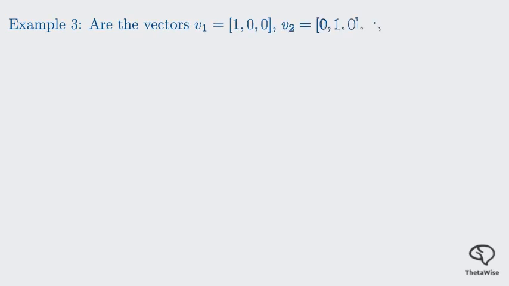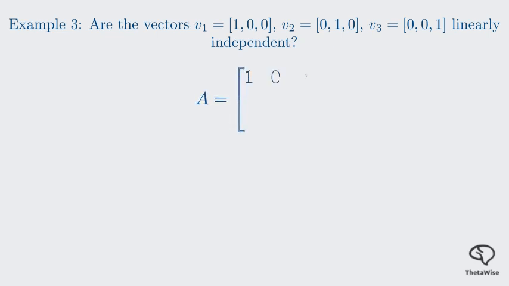Let's do one final example. Are the vectors v1 equals (1, 0, 0), v2 equals (0, 1, 0), and v3 equals (0, 0, 1) linearly independent? These are the standard basis vectors for R3. Let's form the matrix A. A equals the identity matrix [1, 0, 0; 0, 1, 0; 0, 0, 1].